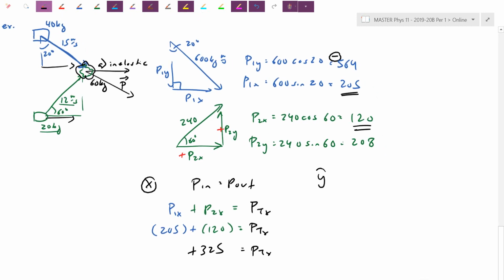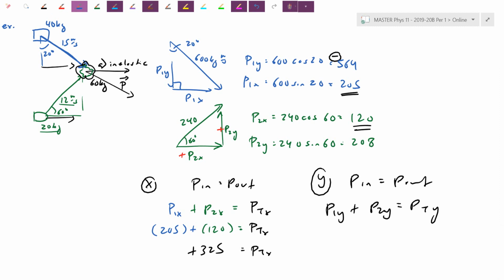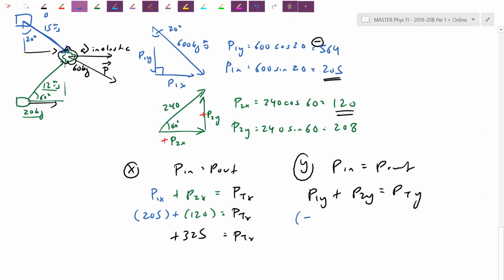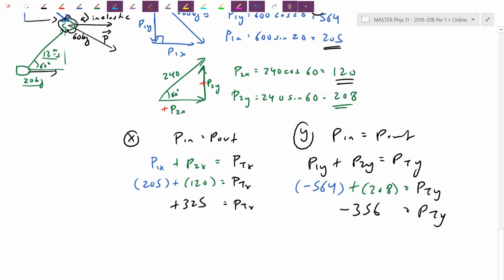What about in the y direction? Also, the physics is simple. P in equals P out, but we're going to go P1y plus P2y gives you your total in the vertical direction. We're going to add these two up then. P1y is going to be a negative 564 because that one was actually going southward. The other guy was only trying to go upwards at 208. P total y is 208 minus 564. Gives me here negative 356. And there I have my answer.